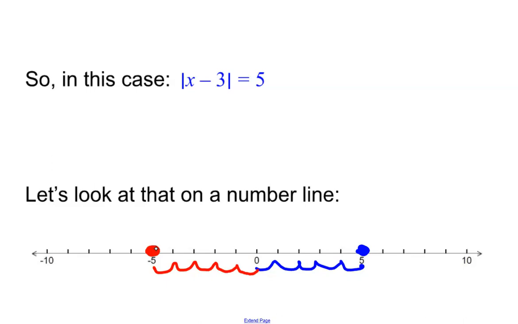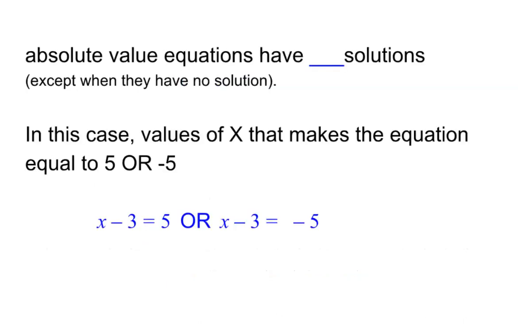So in this case, we would write, I think we solve it down below here. Oops, nope, we gotta solve it right where it was. No, I already answered this one. So absolute value equations have two solutions, except when they have no solutions, and we'll talk about that a little later.